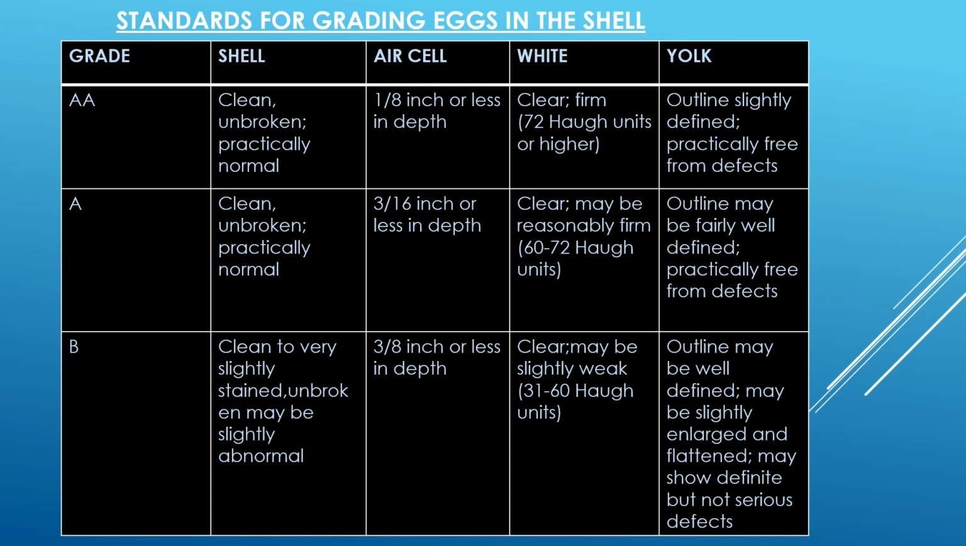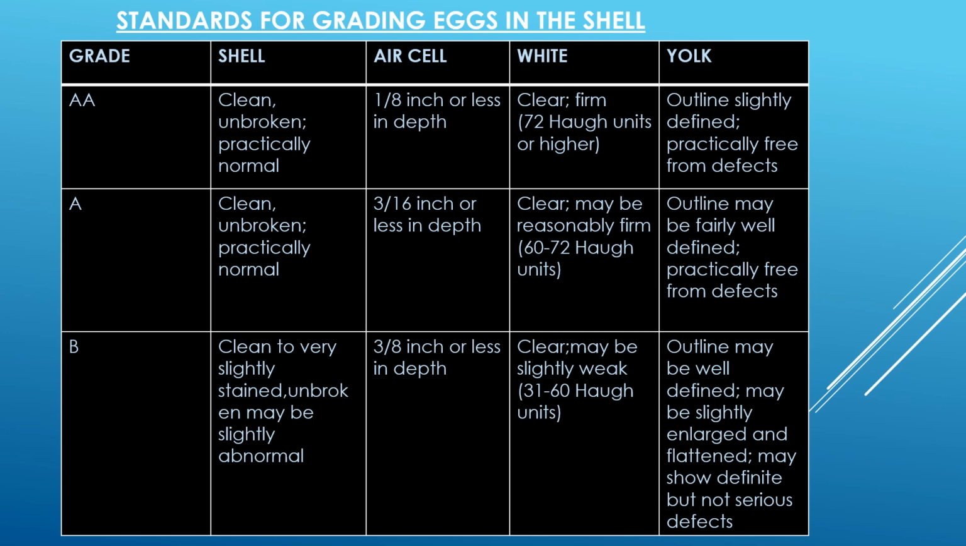While for grade A, the shell is clean, unbroken, practically normal, the air cell is 3/16 inch or less in depth, the white is clear, may be reasonably firm, 60 to 72 Haugh units, while the yolk outline may be fairly well defined, practically free from defects.